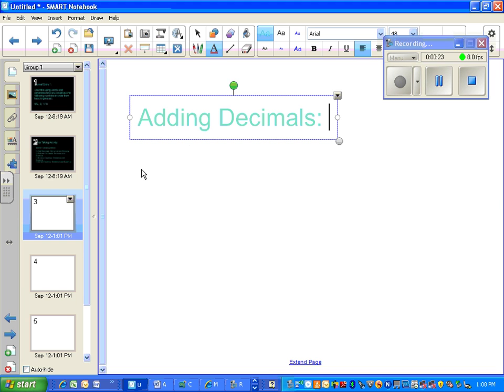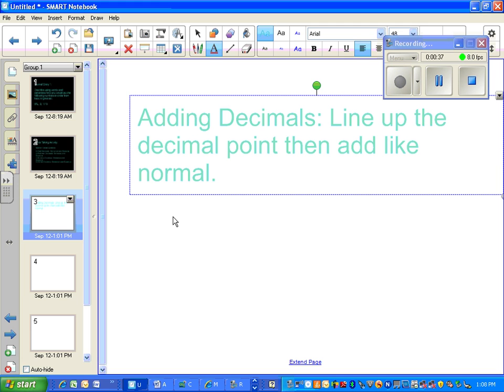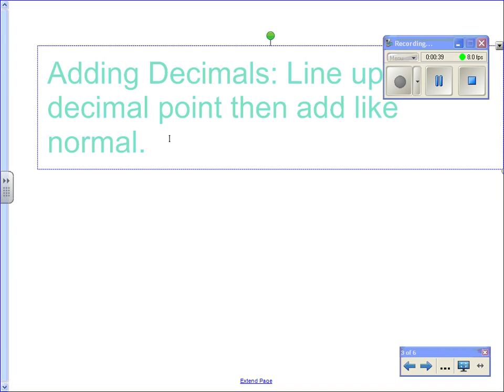All right, to add decimals, first you have to line up the decimal point. Then add like normal. And that's all you really need to know for adding decimals. In order to do that, I'm going to do this example. 3.29 plus 5. Notice that this 5 is a whole number, which means it has a decimal right here. So I'm going to put 5.00.